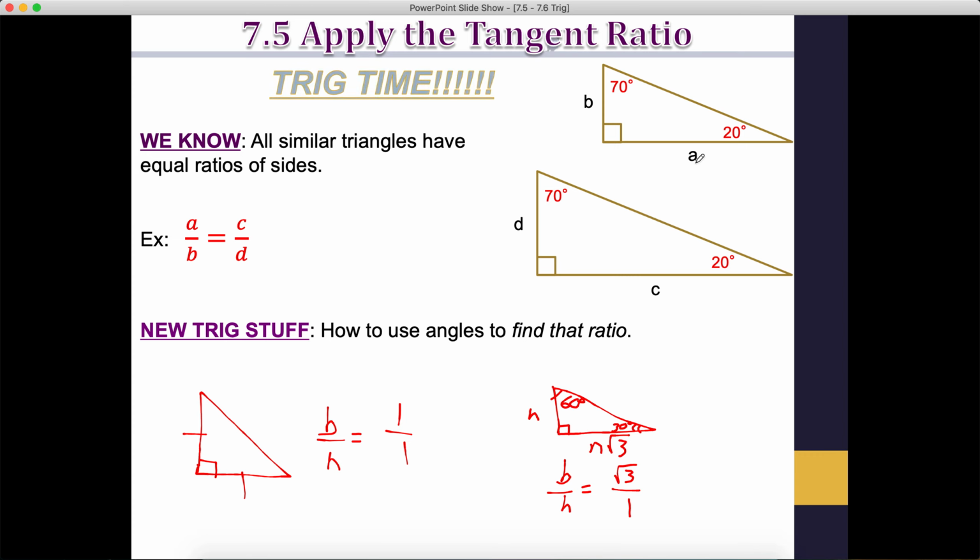But we haven't looked at 20, 70, 90s, or for that matter 50, 40, 90s, or 27, 63, 90s, because why would we look at all the possible different combinations? But of course, there's going to be common ratios between the different sides of those triangles as well. We just don't have any neat tricks like the 1 to 1 and the 1 to root 3 to 2 trick that we have for these. So then how do we end up finding the ratio of sides in those non-special right triangles?